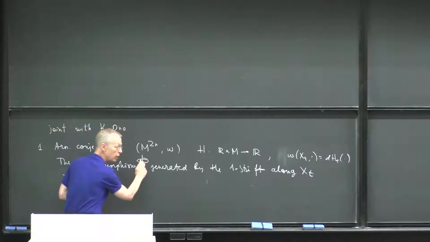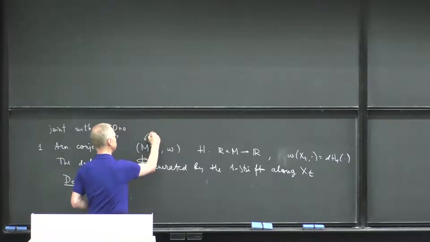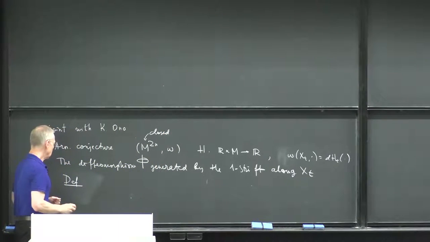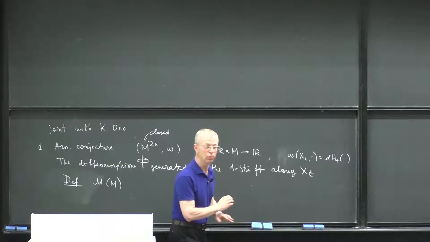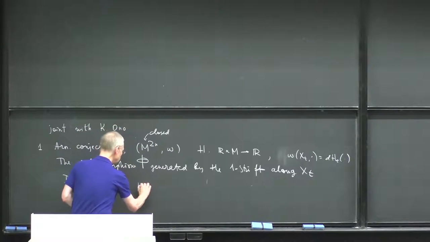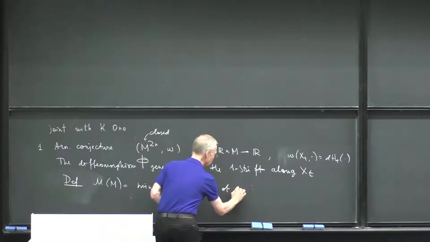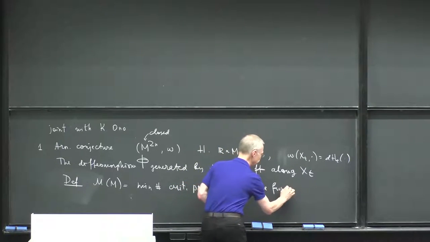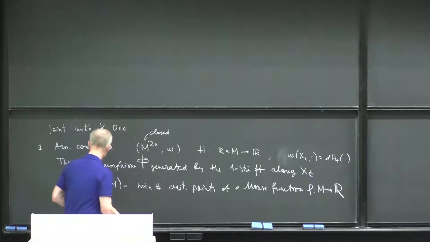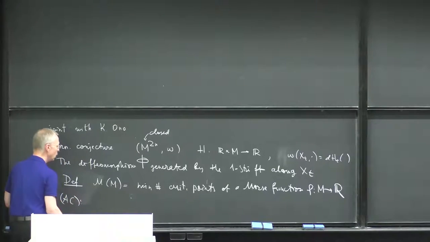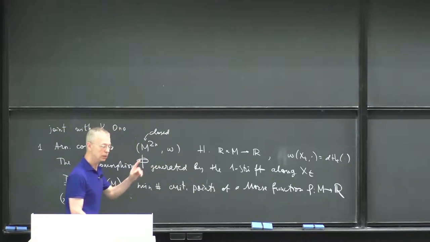The manifold, by the way, is closed. There are many different versions, so we are working with closed manifolds. And the Morse number of M, which I denote M of M, is equal to the minimal possible number of critical points of a Morse function on the manifold. And the Arnold conjecture says that if all the fixed points of phi are non-degenerate, then their number must be not less than M of M.